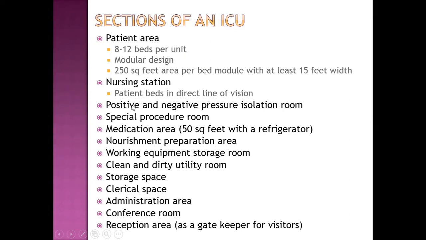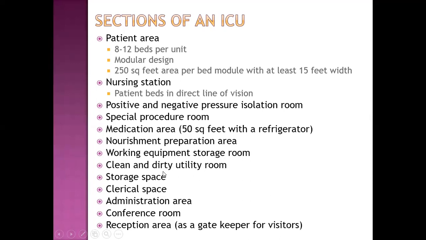Other sections of an ICU include positive and negative pressure isolation room. This depends on the epidemiology of the catchment population or community. Then there should be a special procedure room. There should be a medication area, which should be at least 50 square feet with a refrigerator. There should be a nourishment preparation area. There should be working equipment storage area.